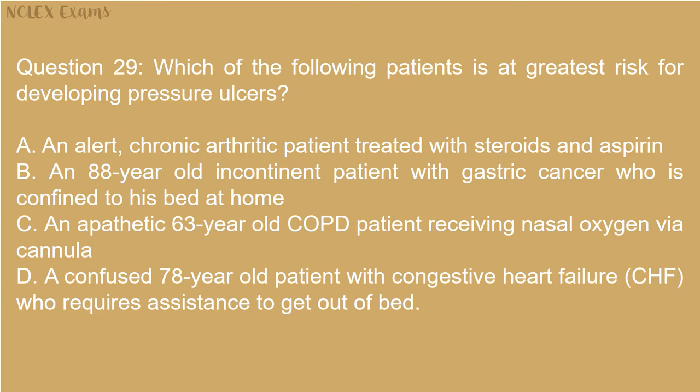Question 29. Which of the following patients is at greatest risk for developing pressure ulcers? A. An alert, chronic arthritic patient treated with steroids and aspirin. B. An 88-year-old incontinent patient with gastric cancer who is confined to his bed at home. C. An apathetic 63-year-old COPD patient receiving nasal oxygen via cannula. D. A confused 78-year-old patient with congestive heart failure (CHF) who requires assistance to get out of bed.